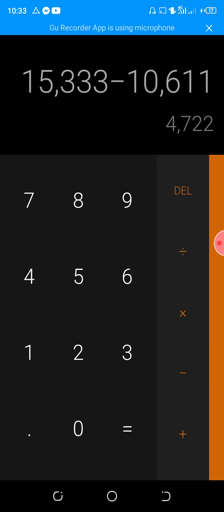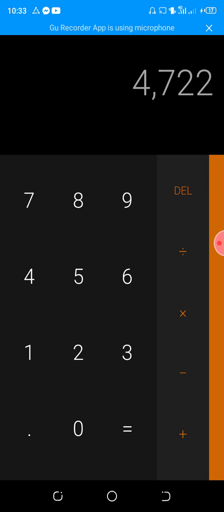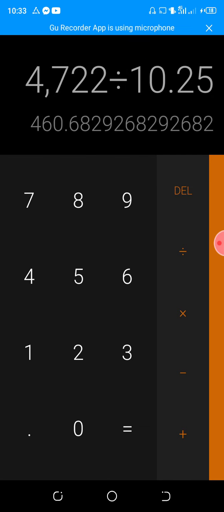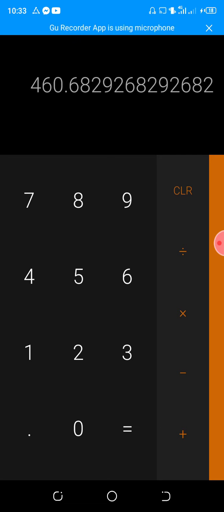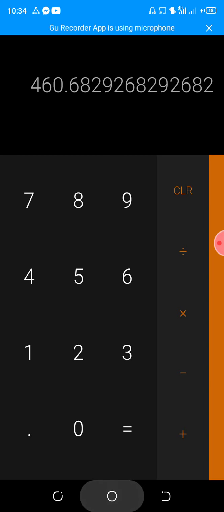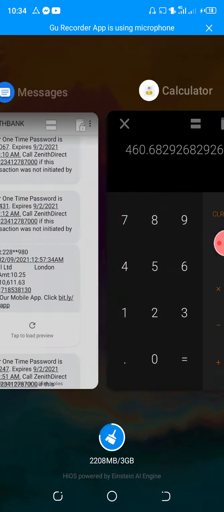So I want to tell you the rate. So this was the rate I was charged. This was the amount I was charged for $10.25. So let's divide it by $10.25 to know how much my bank charged me per $1. So my bank actually charged me $4.60. Okay, so I also added $5 for the same $4.60. Okay, let's go back to my Skrill now.